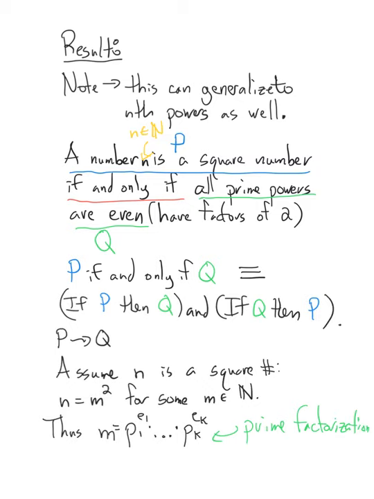All right. So we've done that. Let's just put that in our formula. Thus, m squared is p1 to the e1 times p2 to the e2 times p3 to the e3 all the way to pk to the ek. And maybe I'm being a little careless here.